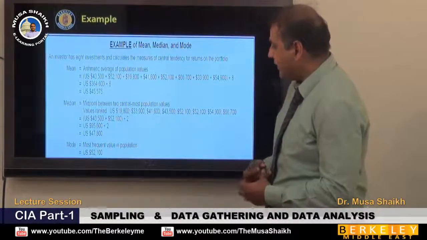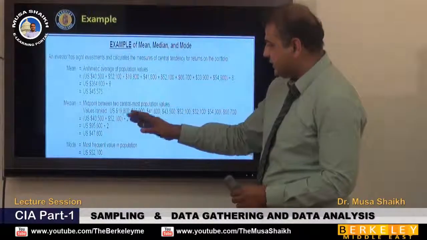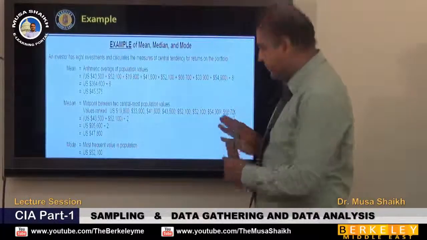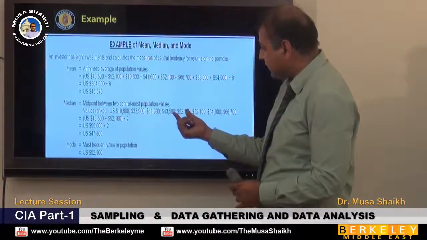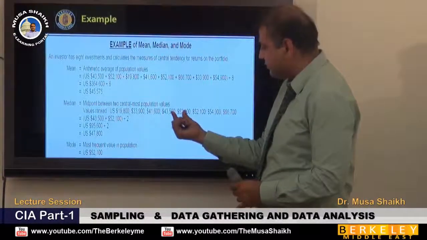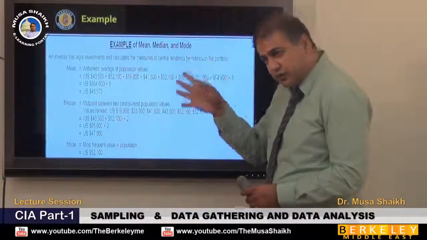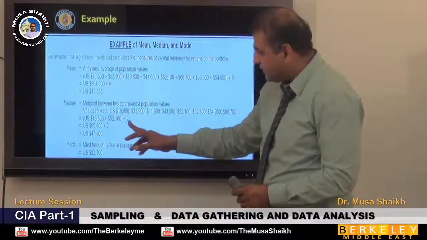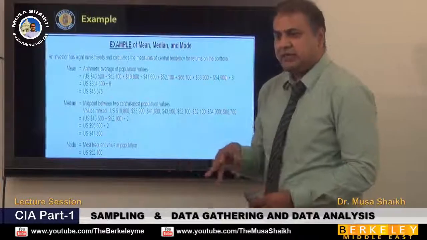The median is the midpoint, the midpoint between the two central-most values of the population. So you rank them from smallest to highest and you see what the middle value is, right? Here the total population is 8, so 4 is the middle, right? So you take these two and divide by 2, so the average median is 47, which means the middle value is 47,800.